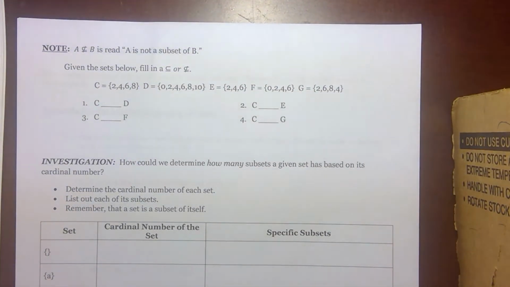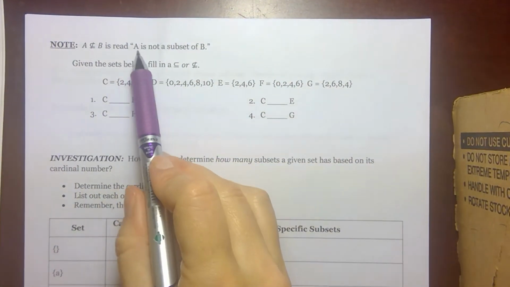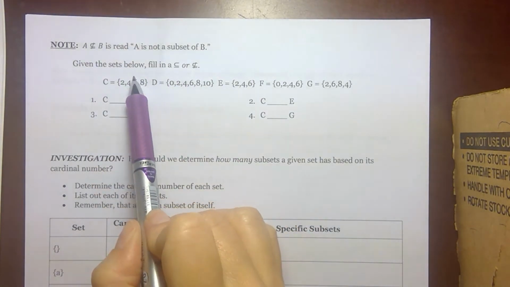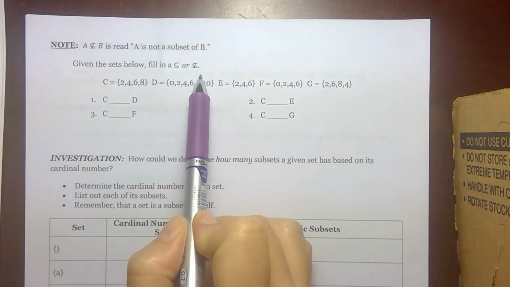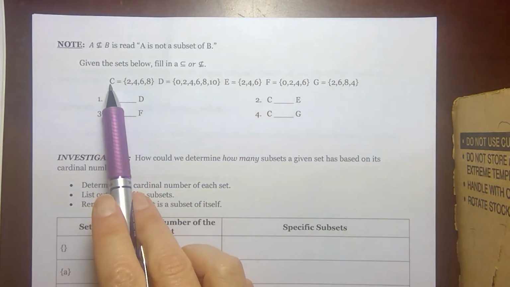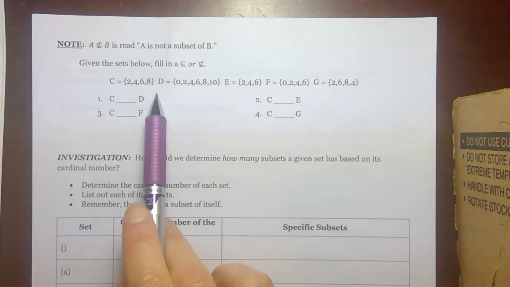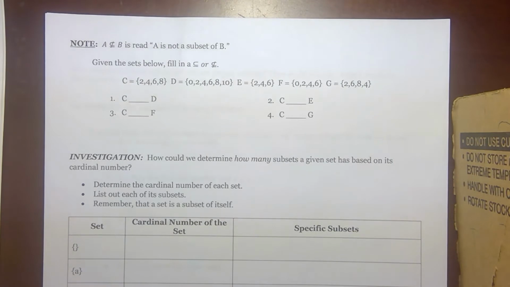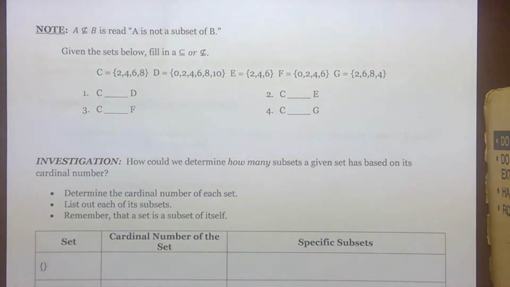Note that A is not a subset of B. That's how that's read. A is not a subset of B. Given the sets below, fill in either "a subset of" or "not a subset of." So you've been given subset roster form for C, D, E, F, and G, and you're asked to fill in one of those 2 symbols for 1 through 4. Pause your video, answer those questions 1 through 4, and then come back. Okay, see if your answers match mine.